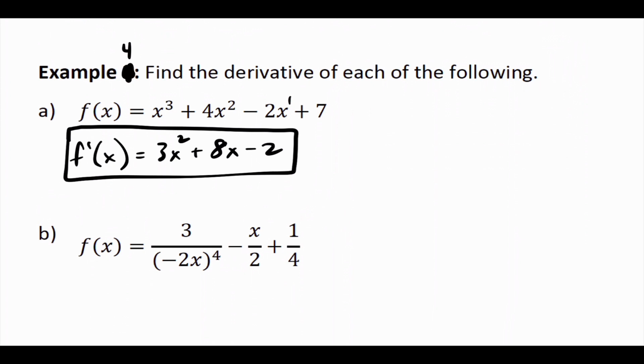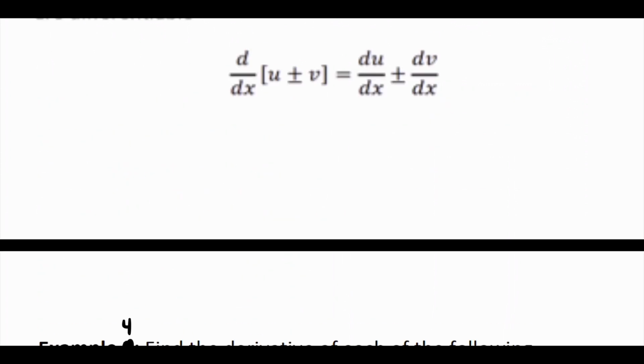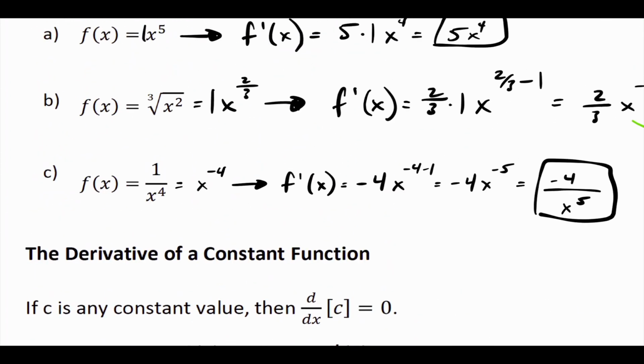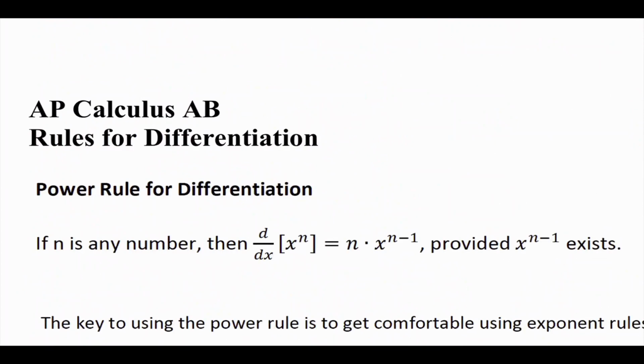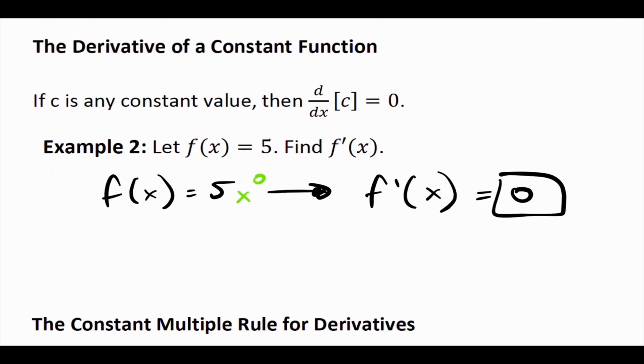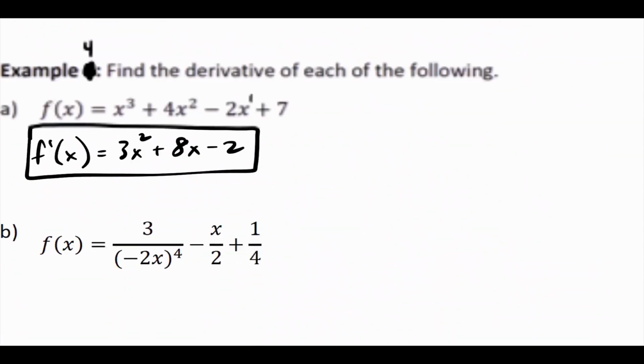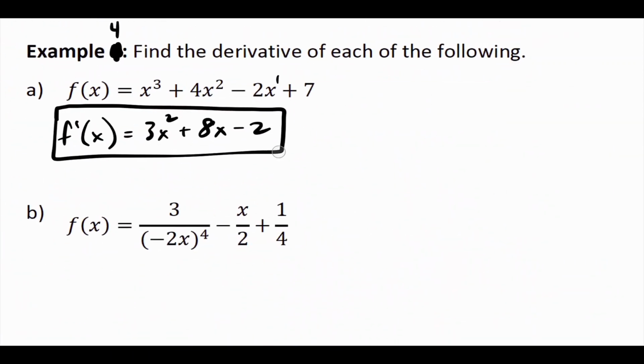Okay, B. B's got some fractions now. Because what's the derivative of 7? The derivative of any constant is 0. So, I mean, I could have added, so you could put 0 plus 0 here, but it really doesn't affect anything. It's not wrong. It's not wrong.